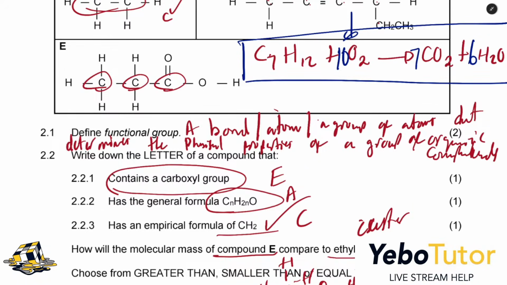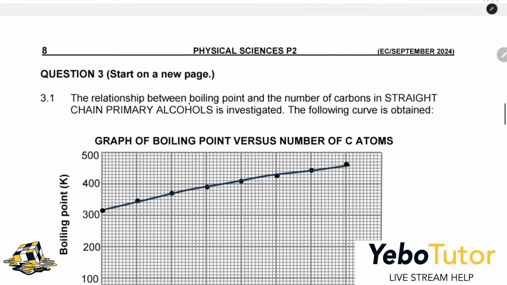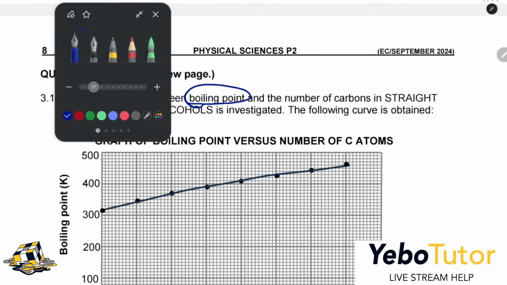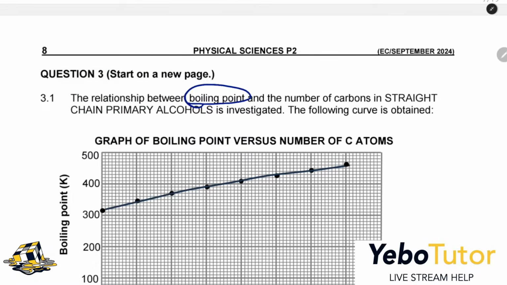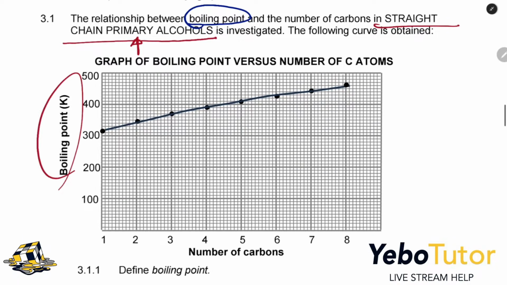Now going forward and trying to solve the next question that follows, we can see that on 3.3 we are looking at the relationship between the boiling point, which is a very critical thing. Definitely they might ask you about the boiling point, the melting point, or the vapor pressure, and the number of carbons in a straight chain. Primary alcohols are being investigated. So look at what we are given: the boiling point in Kelvin and also the number of carbon atoms.